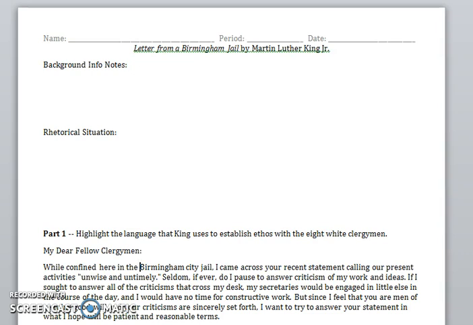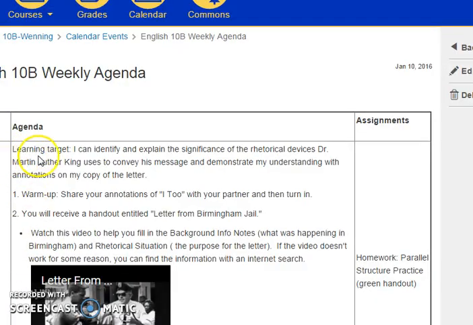better. So this page right here you should have in front of you, and I just want to remind you of our learning target today. And the learning target is I can identify and explain the significance of the rhetorical devices Dr. Martin Luther King uses to convey his message and demonstrate my understanding with annotations on my copy of the letter.